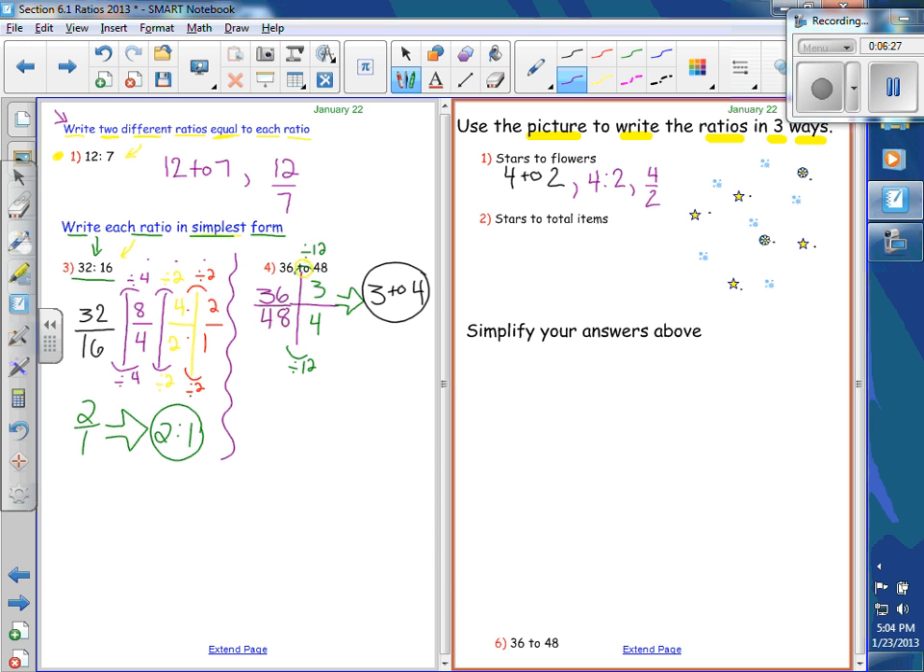On problem 2, it's asking you to do stars to total items. So even though we know there's 4 stars, when we count up the total items, we have 4 stars, 2 flowers, and 6 snowflakes. If you count, you'll see 1, 2, 3, 4, 5, 6 snowflakes. Altogether, that's 12 items. So we say 4 stars to 12 items. Or we use a colon, 4 to 12, or we use a fraction bar, 4 to 12.